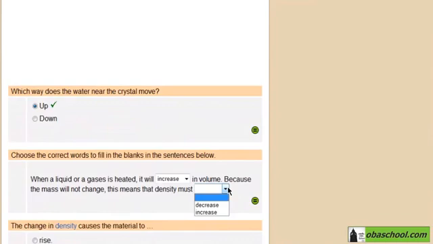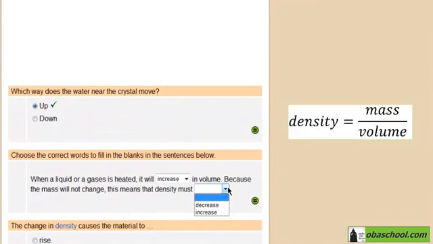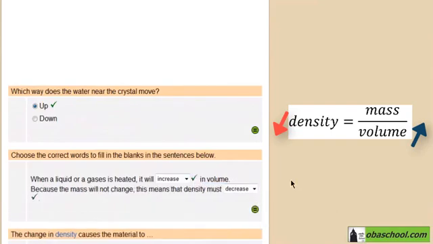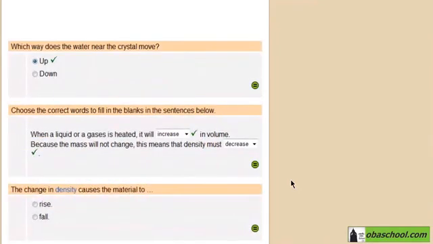Since the density is equal to the mass divided by the volume, and the volume increases, and the density is inversely proportional to the volume, then it will decrease as the volume increases. That's correct. The change in density causes the material to rise or fall. When the density changes, the material rises.